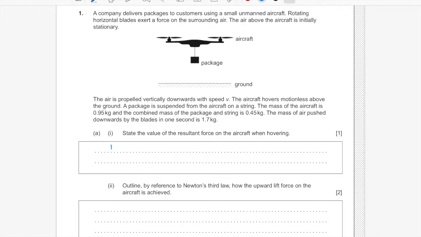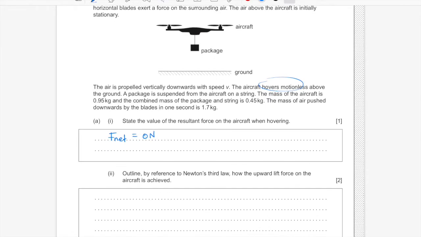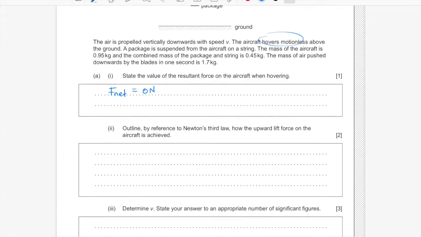Question 1 is about this drone that's delivering packages. The very first question is about stating the value of the resultant force on the aircraft. Remember to read the question very carefully. At some point it says the aircraft is hovering motionless. Well, that means it's in equilibrium, so there's zero net force on it. Easy question, but just read the question carefully.